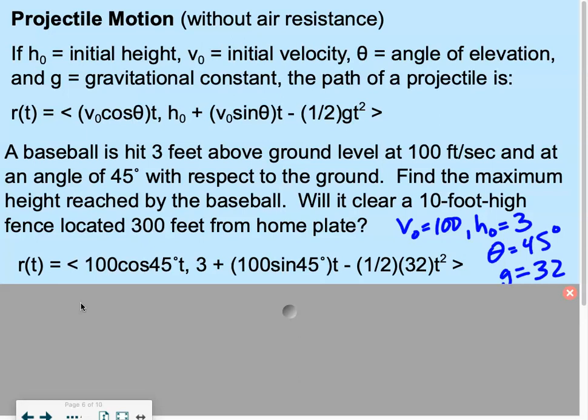But here's my question to you. How are you going to find the maximum height? First of all, is the maximum height an x value or a y value? That's a y value, right? So we want the maximum of the y component. How are we going to find the maximum of the y component? We find the derivative, and then we set it equal to 0 and we get our max.